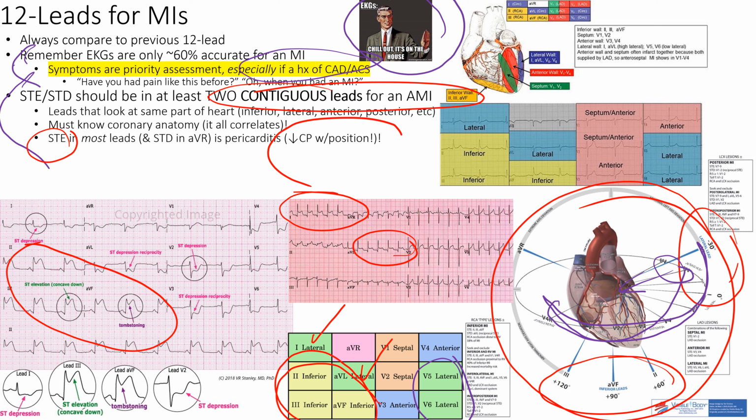Yep, they're looking at the lateral. But which ones look at the high lateral? That's our 1 and AVL. They're looking way up top, right? When we split it in half, when we look at our axis system, it's looking at the top of the lateral walls, whereas our V5, V6 are a little lower down. I'll point that out.